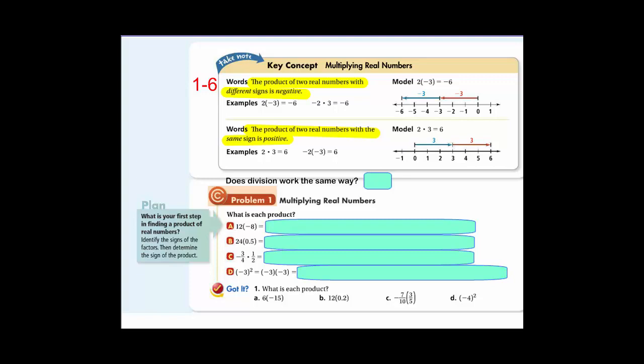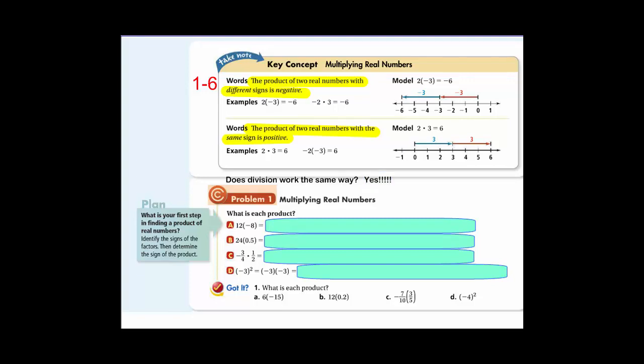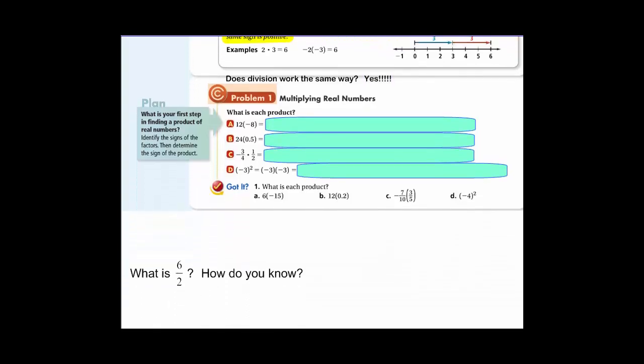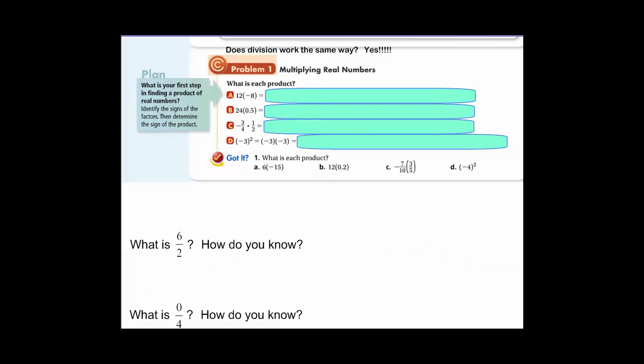Does division work the same way? Yes, it does. The same rules apply to division. These questions also make sense in terms of hot and cold cubes, and if you're curious how that works, ask me in class and I'll explain it to you.